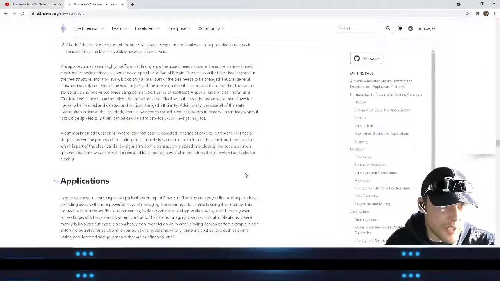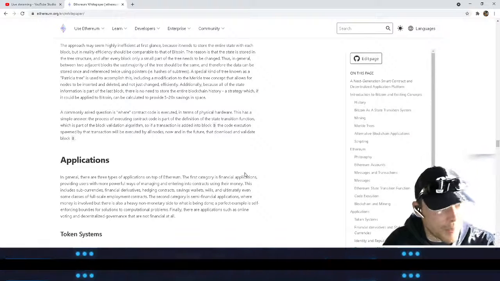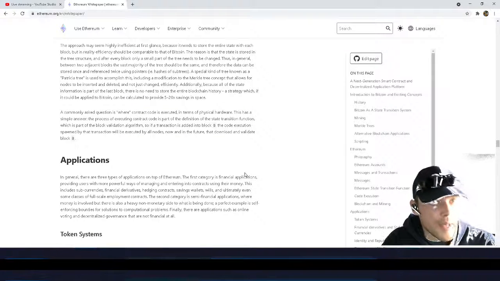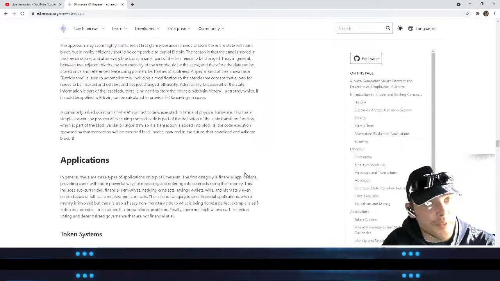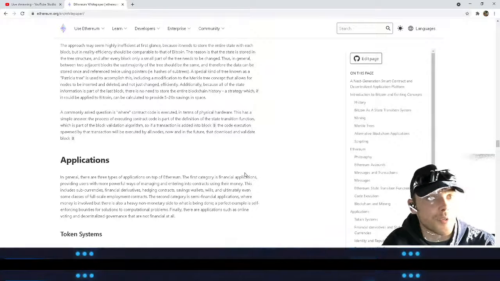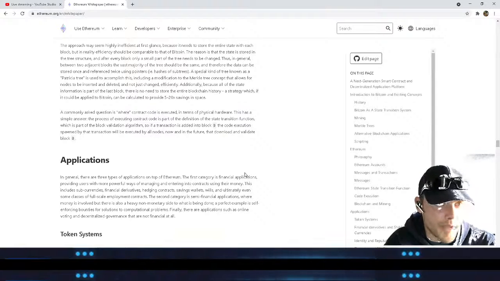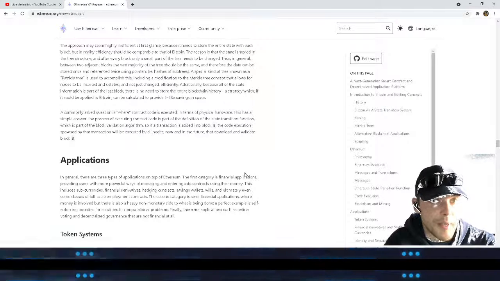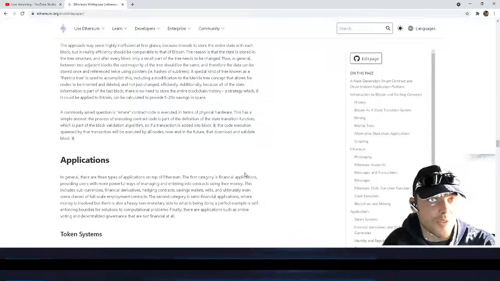The approach may seem highly inefficient at first glance because it needs to store the entire state with each block, but in reality, efficiency should be comparable to that of Bitcoin. The reason is that the state is stored in the tree structure, and after every block, only a small part of the tree needs to be changed. Thus, in general, between two adjacent blocks, the vast majority of the tree should be the same, and therefore the data can be stored once and referenced twice using pointers, for example, hashes of subtrees.